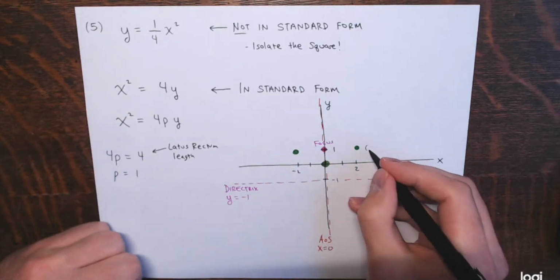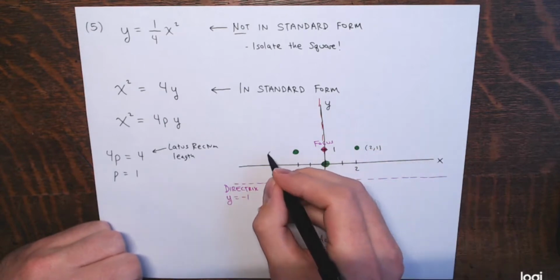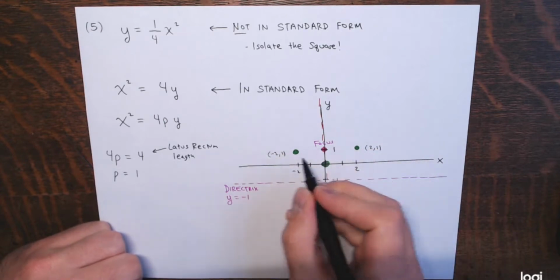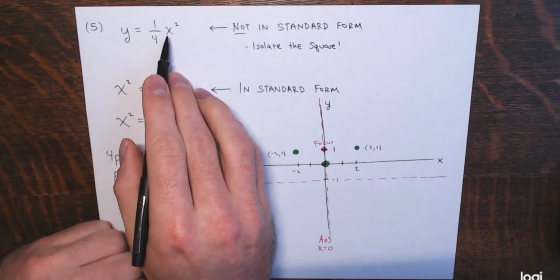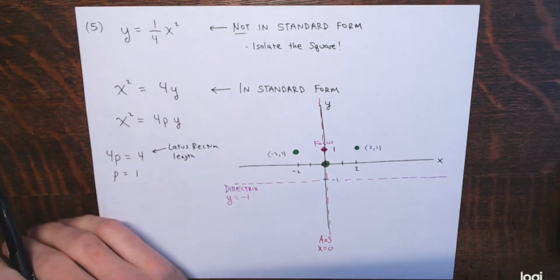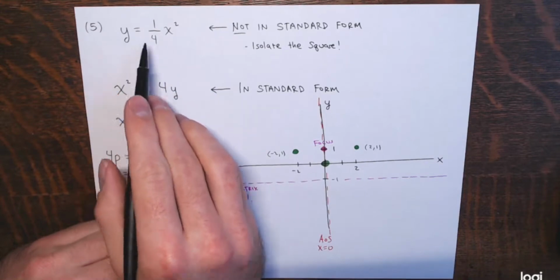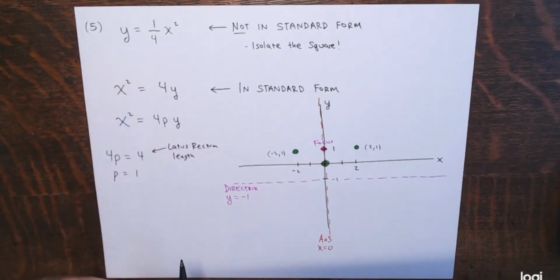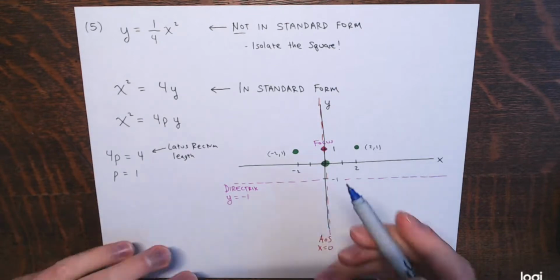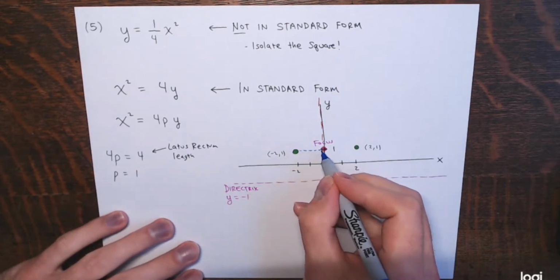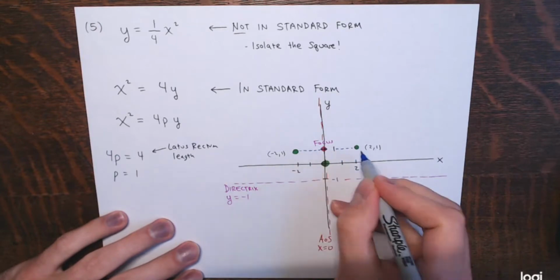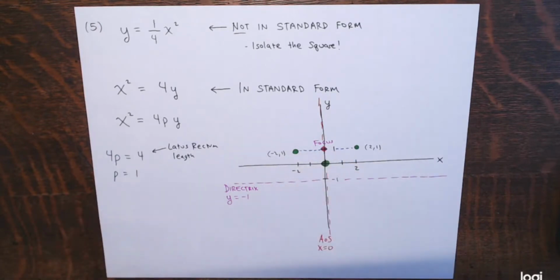So here's the point 2, 1, and here's the point negative 2, 1, and you can check these, make sure that these are solutions even back in the original equation. If I plug in 2 for x, 1 for y, or negative 2 for x, 1 for y, you get 1 equals 1 on both sides. That's true. Again, here I'll label with a little dotted line. Here is the latus rectum, right? This segment containing the focus that's parallel to the directrix, perpendicular to the axis of symmetry.